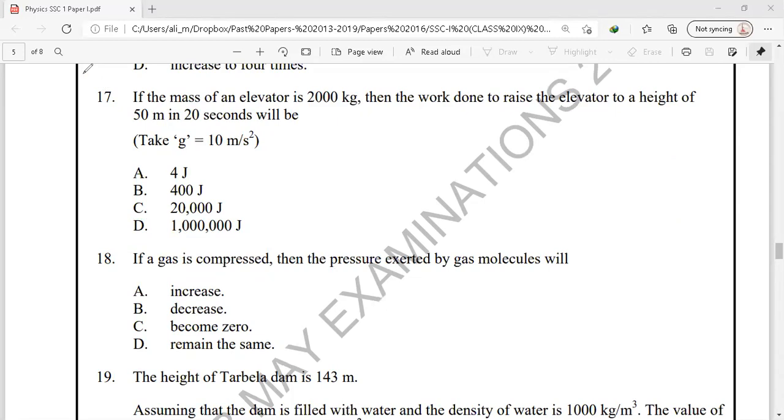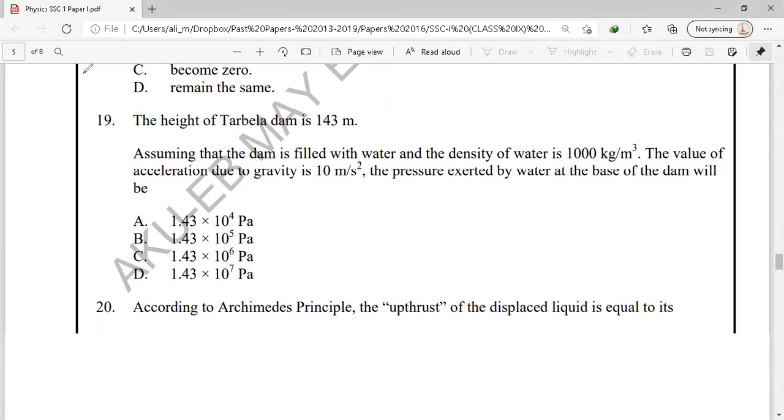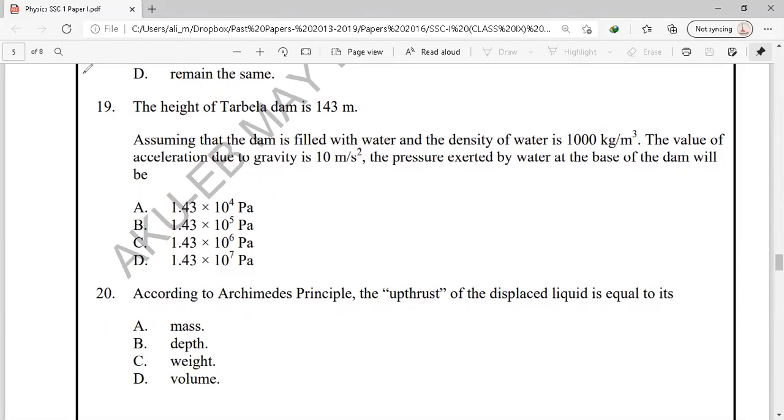Let's move to another question, that is question number 19. In this question, the height of the Tarbela Dam is 143 meters. Assuming that the dam is filled with water of density 1000 kilograms per meter cube, and the value of acceleration due to gravity is 10 meters per second square, we have to calculate the pressure exerted by the water at the base of the dam.